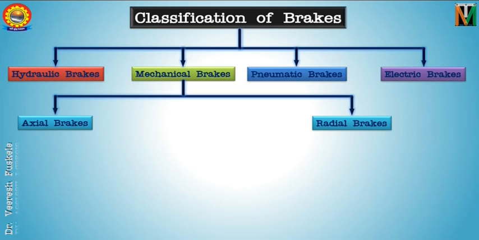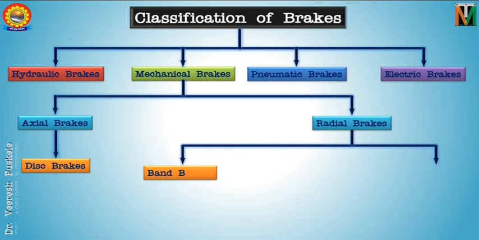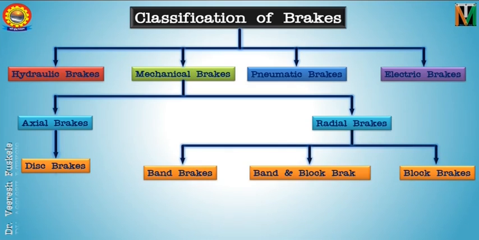In axial brakes, the resisting force or the braking force is applied parallel to the axis, and in radial brakes, the braking force is applied in the radial direction. These are further classified as axial brake is generally the disc brake, and radial brakes are classified as band brake, block brake, and band and block brakes. Though band brake is classified under radial brakes, the force is applied in the tangential direction. We'll see this later.